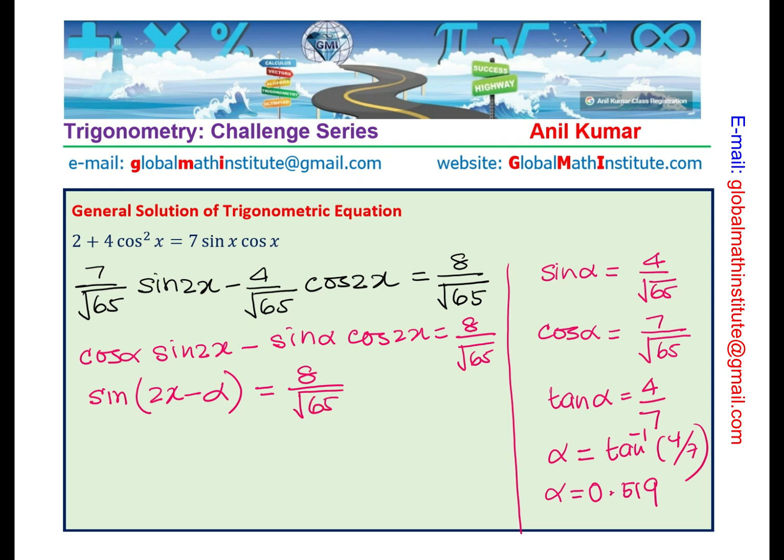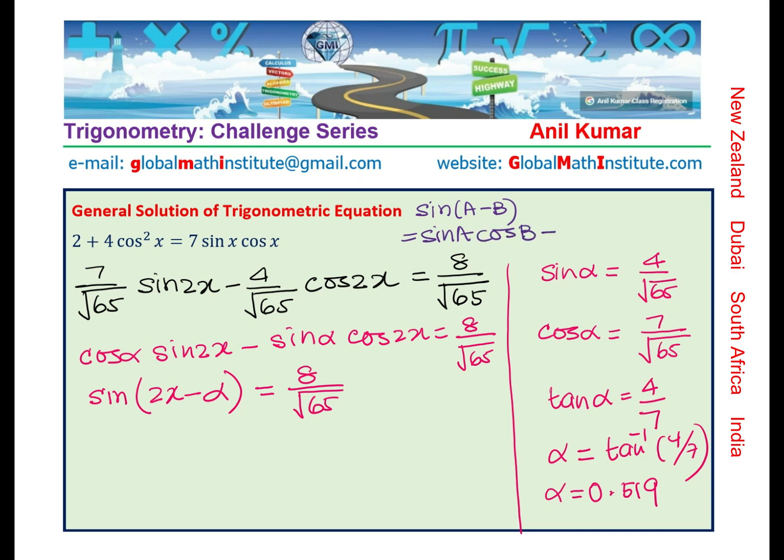So we have used the compound angle formula, right? You know what is the sine of a minus b? It is sine a cos b minus cos a sine b. Correct? Now, we wrote it as 2x minus alpha because of the negative sign and the reverse order. So that is how we get it.